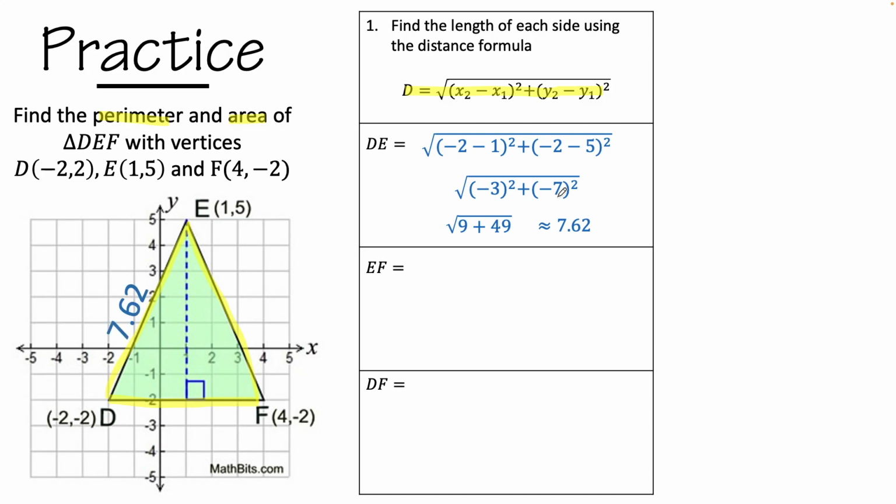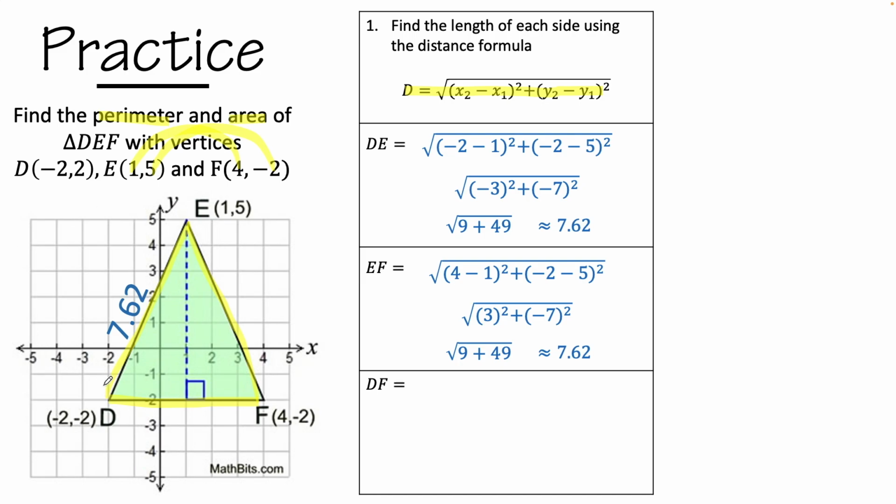And EF actually turns out to be the same, but let's go ahead and see what it looks like. We've got 4 minus 1. Let's just see where this is over here. 4 minus 1 and -2 minus 5. So when we do the math on that, we get 3 squared and then -7 squared. Look, it's the same thing. Square root of 9 plus 49, which is 7.62.